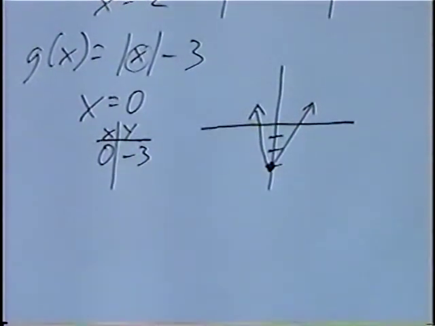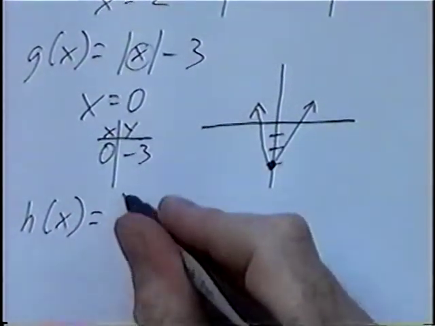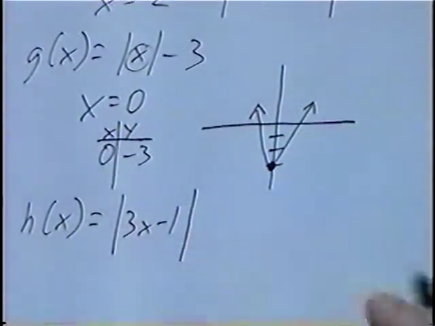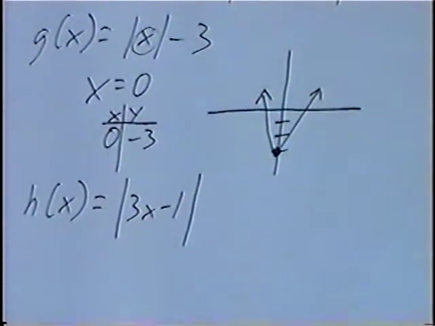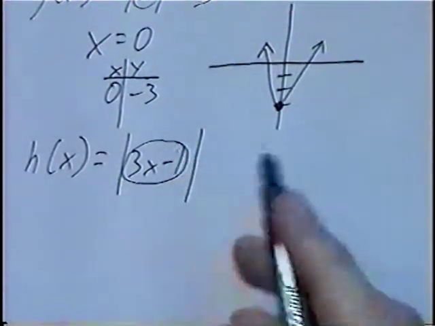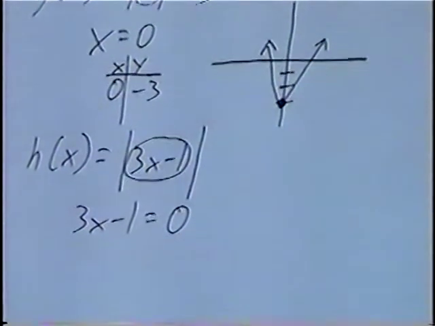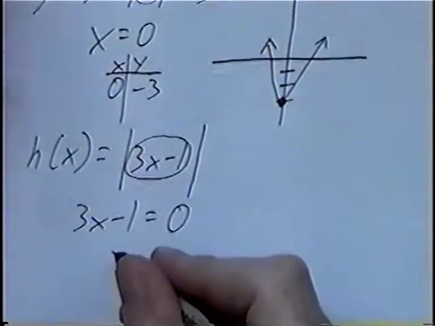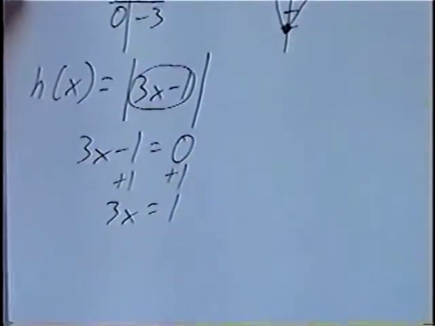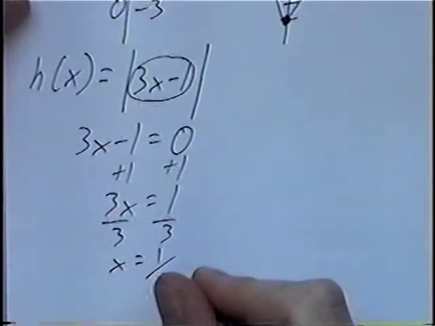Last question for this section. H of x equals the absolute value of 3x minus 1. And again, to graph this using just a single point, we'll take what's inside the absolute value sign, in this case 3x minus 1, and set that equal to 0. Solving, we can add 1 to both sides and divide by 3. So x is equal to 1/3.